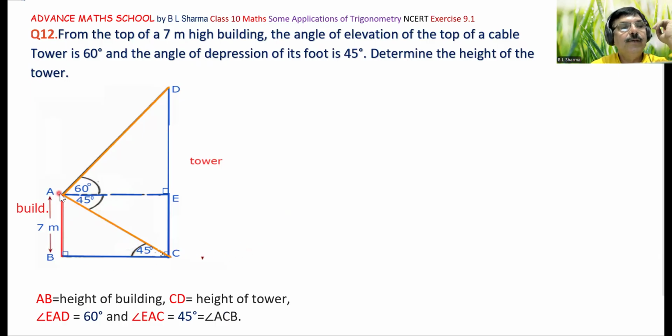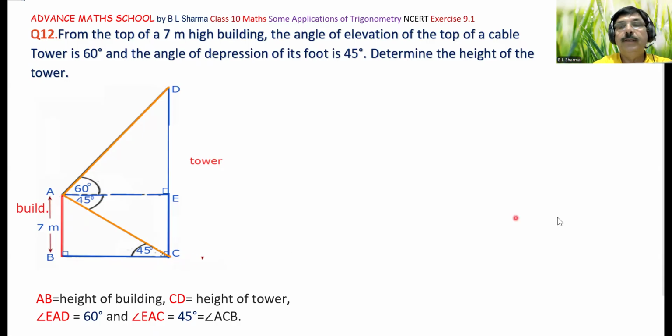Now, you can take this right triangle ABC. This angle is 90 degree. This angle is 45 degree. So in this right angle triangle ABC, this angle is 45 degree, this angle will also be 45 degree. So this right angle triangle will be an isosceles triangle. So in isosceles triangle, AB is equal to BC. Since AB is 7 meter, so BC is also equal to 7 meter.